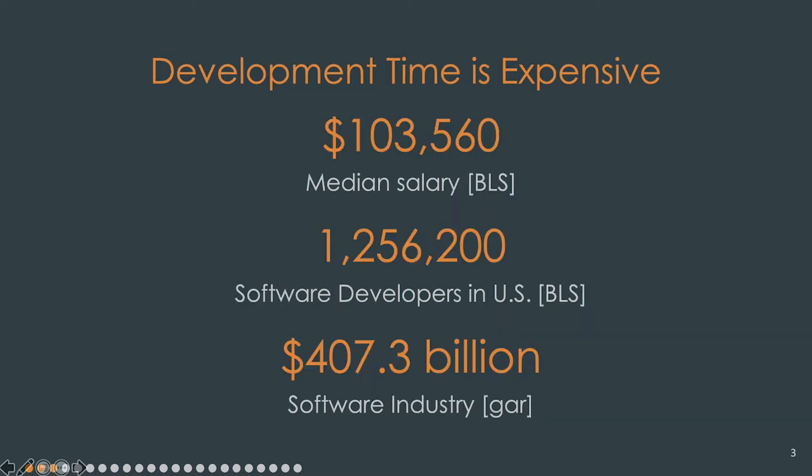Also, one motivation of all of this is, how much does it actually cost when we develop software? There's a 103,000 median salary for US developers. There are about 1.2 million developers in the United States, and the software industry is a $407.3 billion industry. This means that if we can help improve some development time, even if it's just a percent or two, we could actually cut down significant costs across the industry. So we are hoping to be able to do that with our research, at least a little bit, or move in the right direction at least.